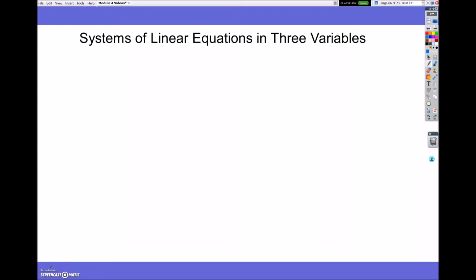Hey guys, what we're going to be looking at is systems of linear equations with three variables. So we're going to go over two examples. These ones are a tad tricky because it's kind of like solving a puzzle.